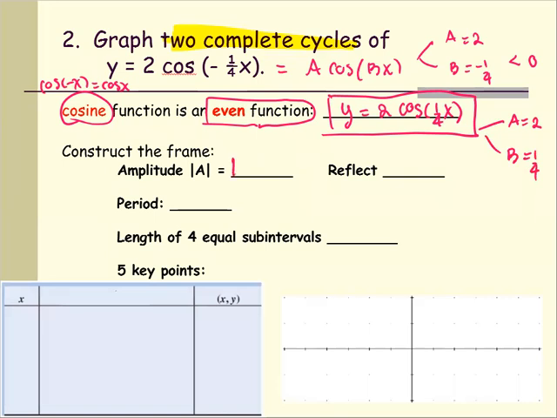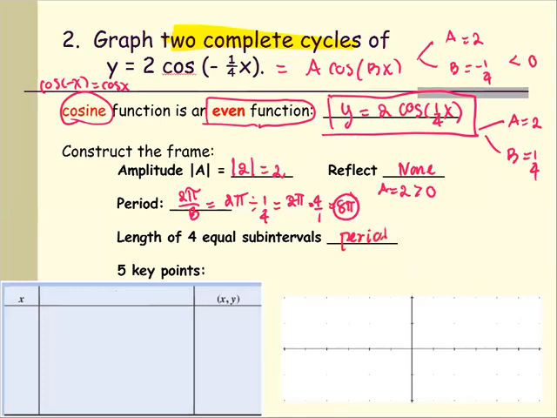Amplitude is the absolute value of a, or the absolute value of 2, which turns out to be 2. Reflection: no reflection, because the a value is 2, already positive, so no flip of the graph. The period is computed using the formula 2 pi divided by b. 2 pi divided by 1 over 4 is the same as 2 pi multiplied by 4 over 1, which is 8 pi. After that, we make it into 4 equal subintervals using the period divided by 4. The period, 8 pi, divided by 4 turns out to be the increment of 2 pi.